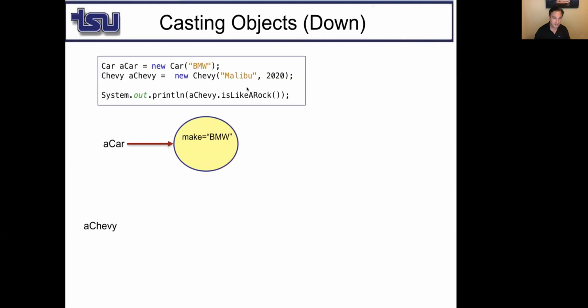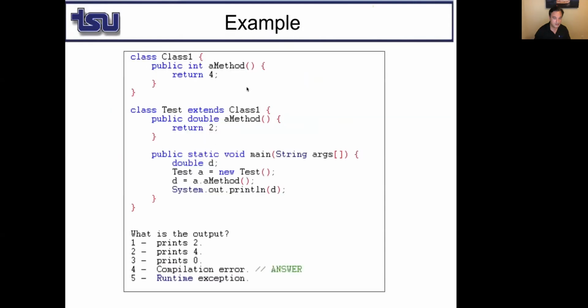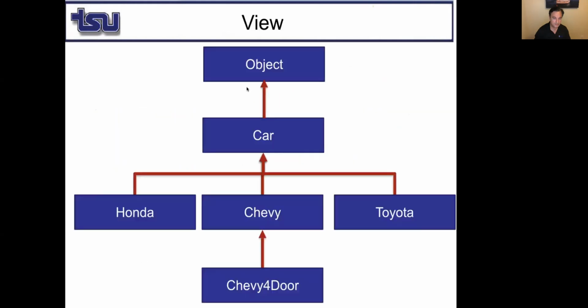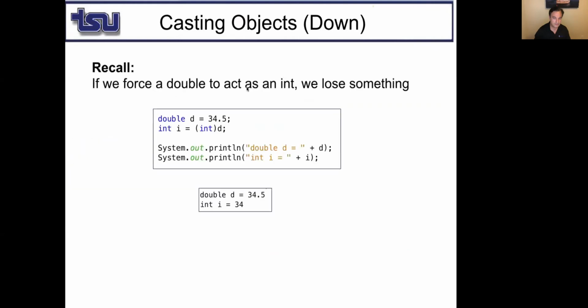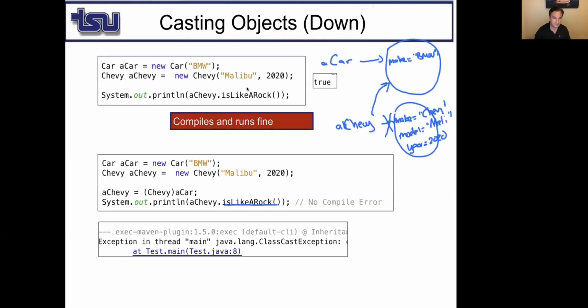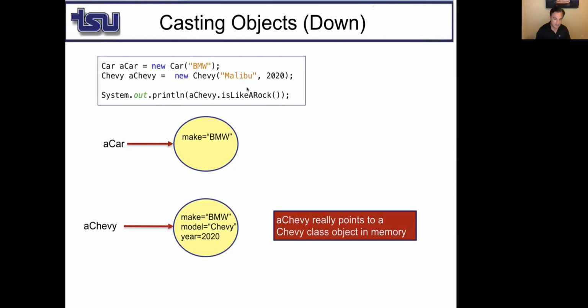Okay, so here is what's happening. We have a car, make BMW. Then we have a Chevy, okay. Chevy class. Let's go back a little bit. Make, model, there's a mistake here. This is supposed to be Chevy, Malibu, and 2020. Sorry about that. This is Chevy, this is Malibu, this is 2020.